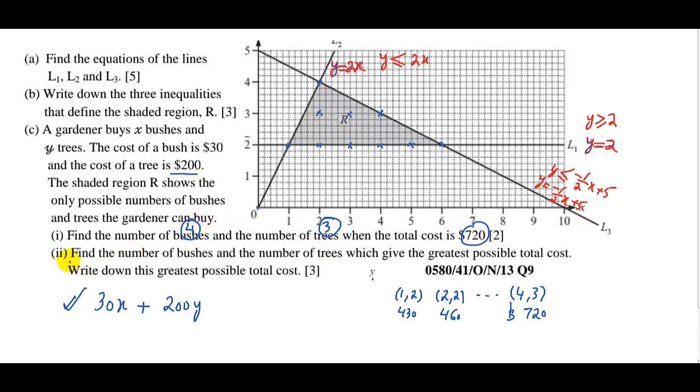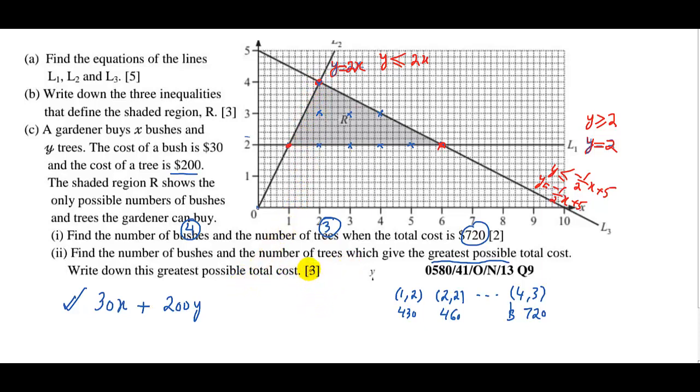Next, find the number of bushes and the number of trees which give the greatest possible total cost. Now the question is about the greatest possible. So when it is greatest, minimum, maximum, least, we use the corner points. So let's put in the corner points. These are the corner points. This is one corner point, this is the second corner point, this is the third corner point. Let's put in these corner points and see what the greatest cost is.